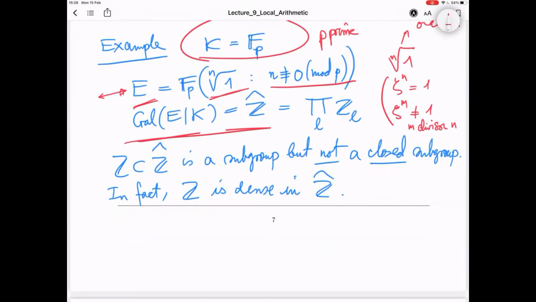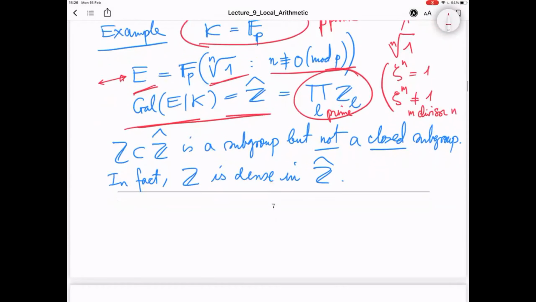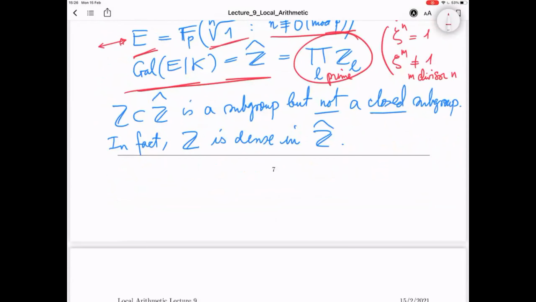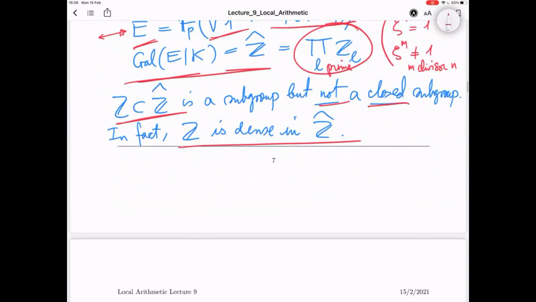Here one can check that this E is a Galois extension. The Galois group is the group Z hat, which is the product of all Z_l, where l runs over all primes. For example, Z is of course a subgroup of Z hat, but it's not a closed subgroup. In fact, Z is dense in Z hat, so Z does not correspond to an intermediate extension.